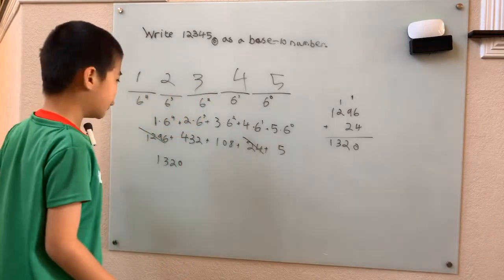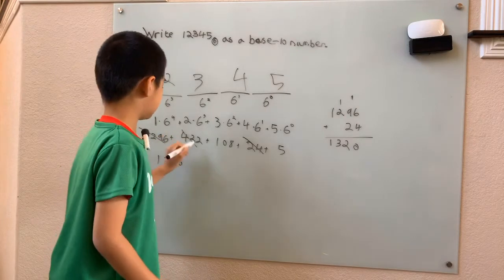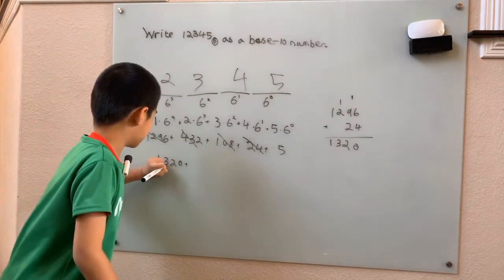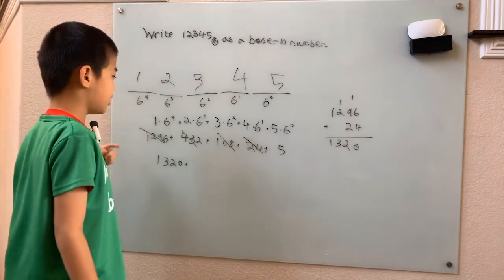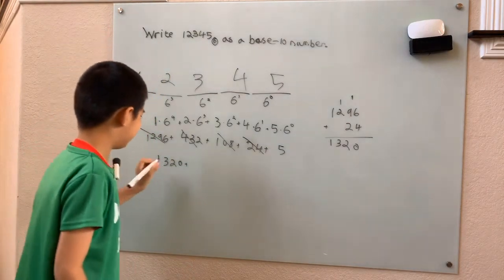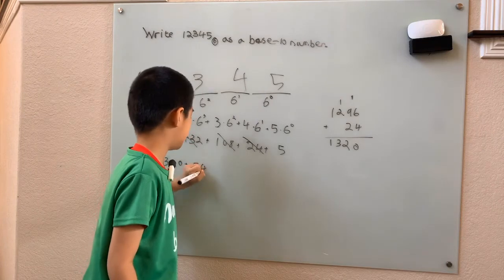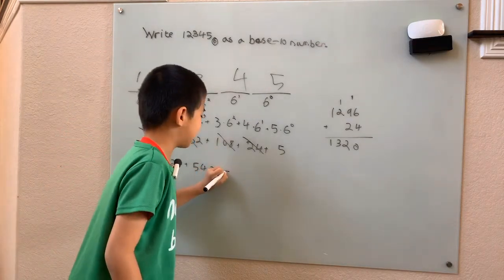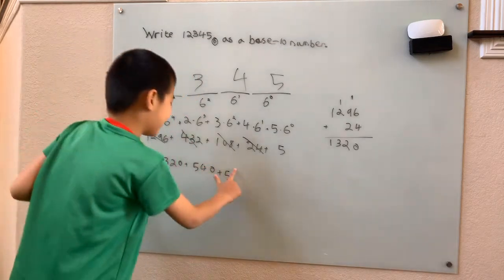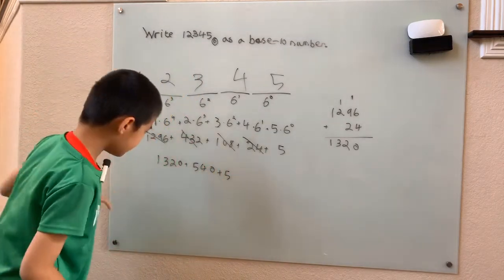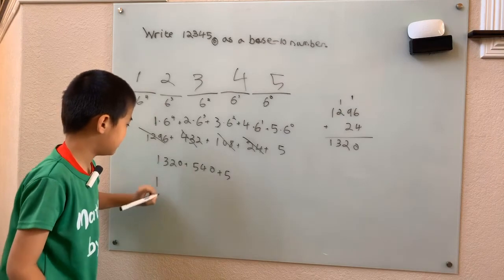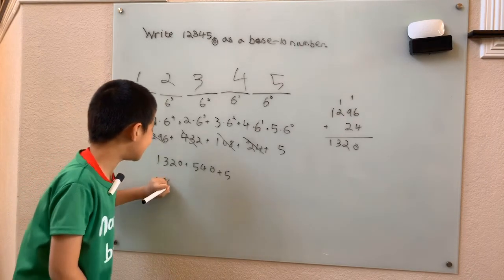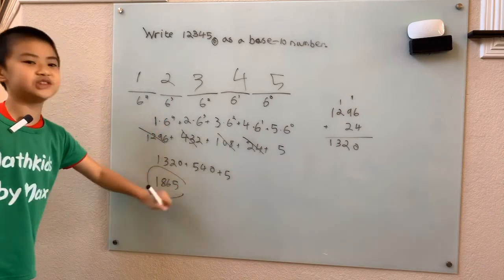A few more numbers. Cross these off, group these to make another number that ends in 0. This is 500, and another 540. And then we have that extra 5. Can't group that with anything because we don't have anything else. And here we have 1,865.